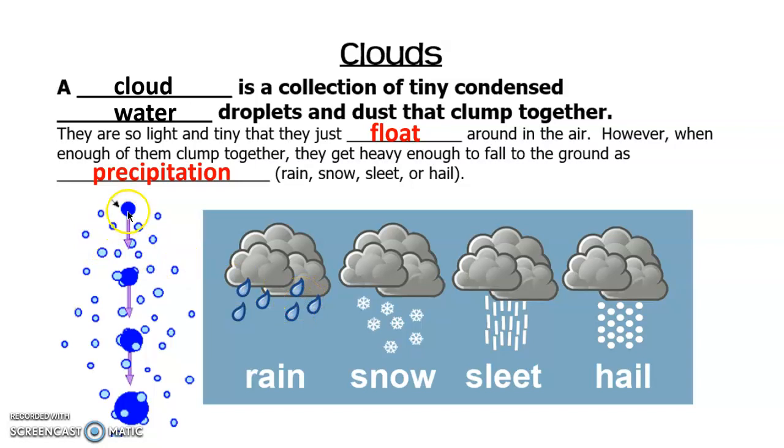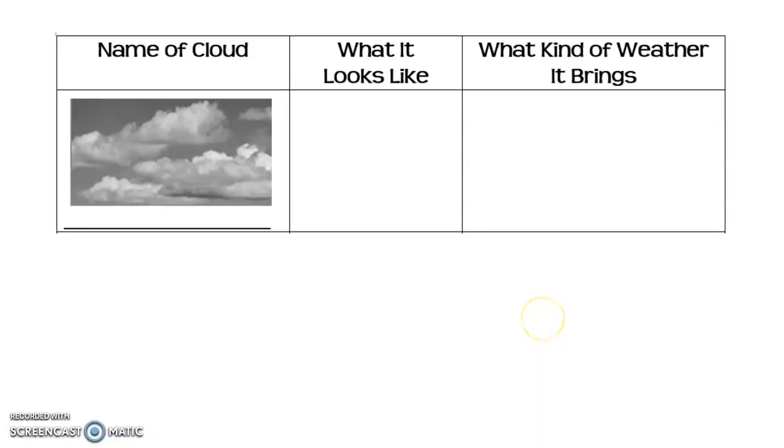So the little tiny water droplets collect together until you get enough of them, and then they're heavy enough and they don't float anymore, they start falling. So our 4 forms of precipitation are rain, snow when the temperature is below freezing, sleet, which is kind of a mix of rain and snow, and then hail, which is like chunks of ice that fall from the sky. So let's take a look at our different types of clouds.